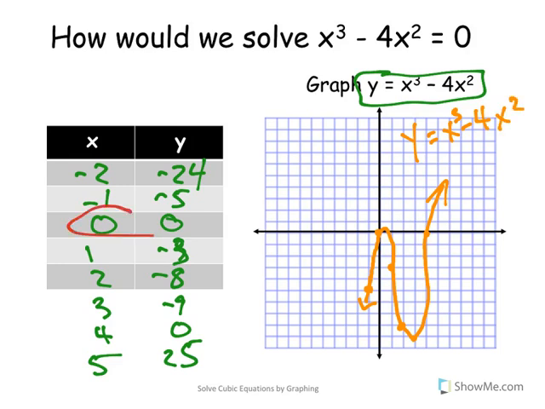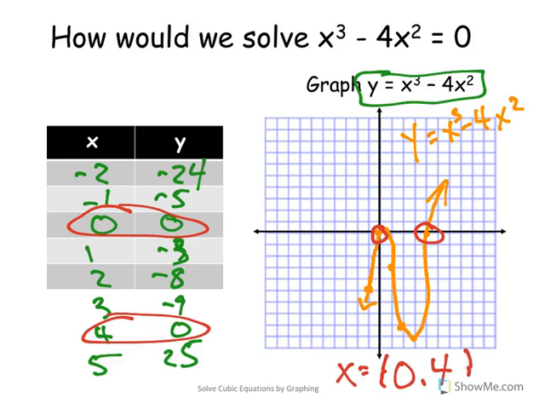And if I look at my table, I've got them. And if I look at my graph, I've got them. So my solution should be 0 and 4. And if I go back to check, I get 0 minus 0 is 0. And if I check 4, I get 64 minus 64 is 0. So certainly it will check.